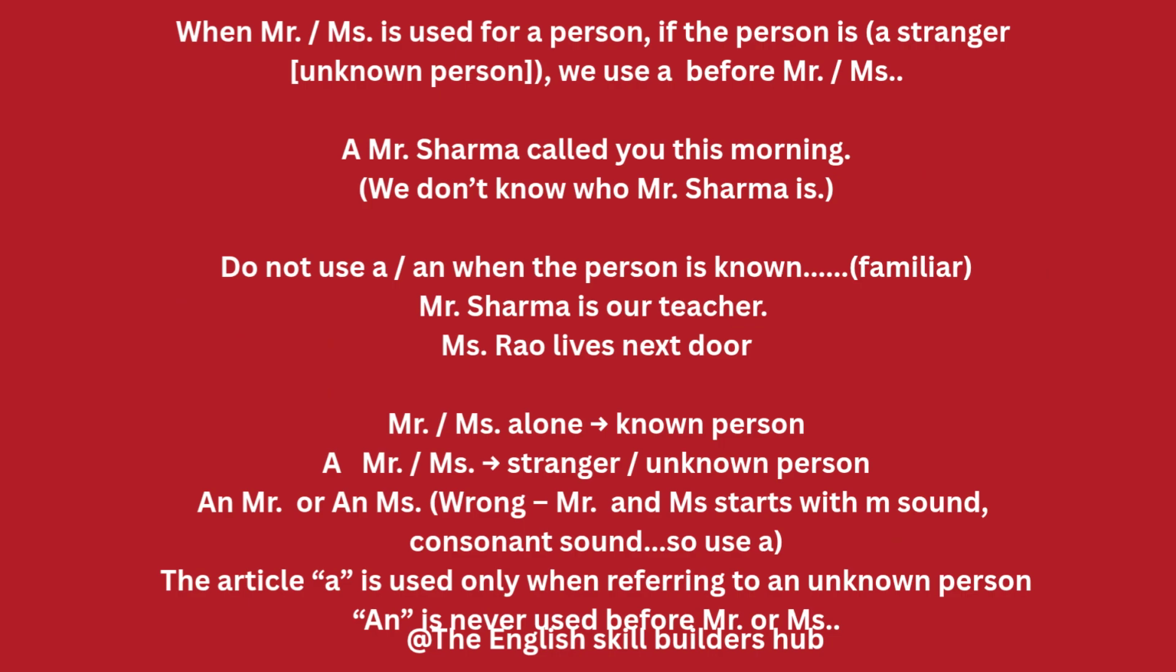Don't use a or an when the person is known, that is familiar, already known. Example, Mr. Sharma is our teacher, because you know Mr. Sharma because he is your teacher. And see another example, Miss Rao lives next door. Remember the key point. If you know the person, you should not use any article. If you don't know the person, we should use article a. And an is completely wrong. You should not use an because Mr. is a consonant sound. The letter M sounds consonant. The article a is used only when referring to an unknown person. An is never used before Mr. and Miss.